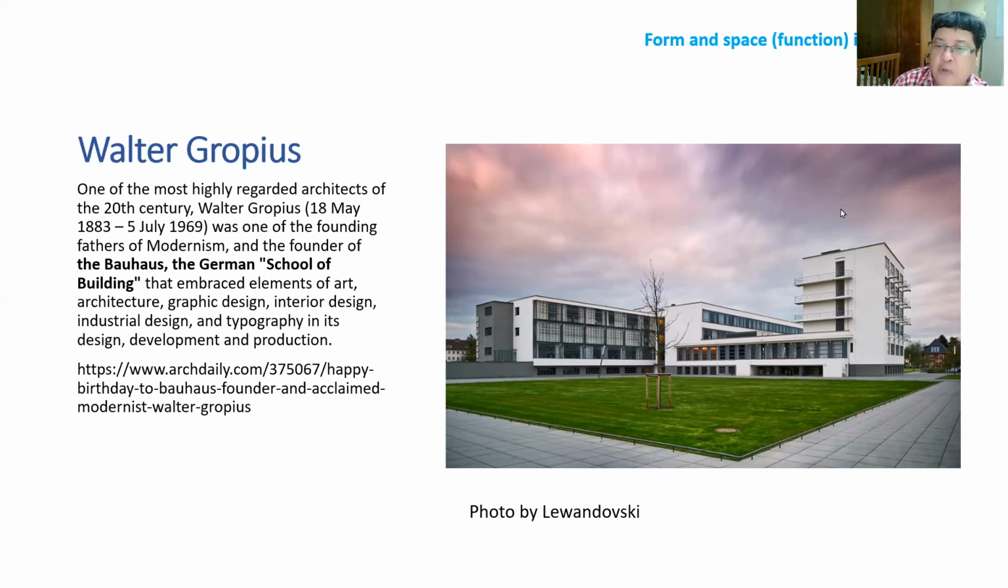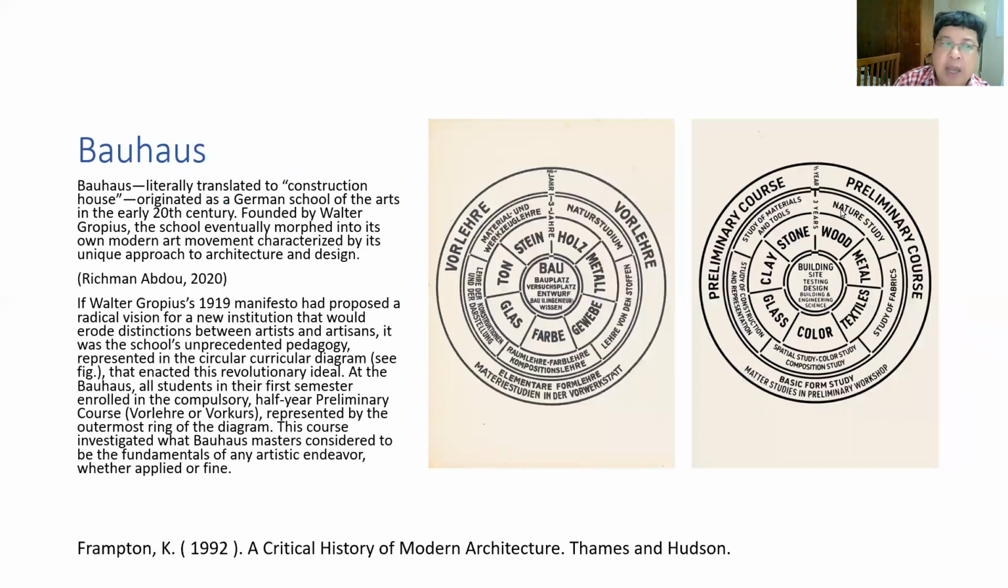And wow, when you look at the Bauhaus, why are there a lot of rectilinear forms, but of different forms? Now, when we talk about the Bauhaus, this literally translates to construction house, and it originated as a German school of arts in the early 20th century. It led to its own modern art movement. A lot of individuals were influential in what happened in the art movements in Europe.